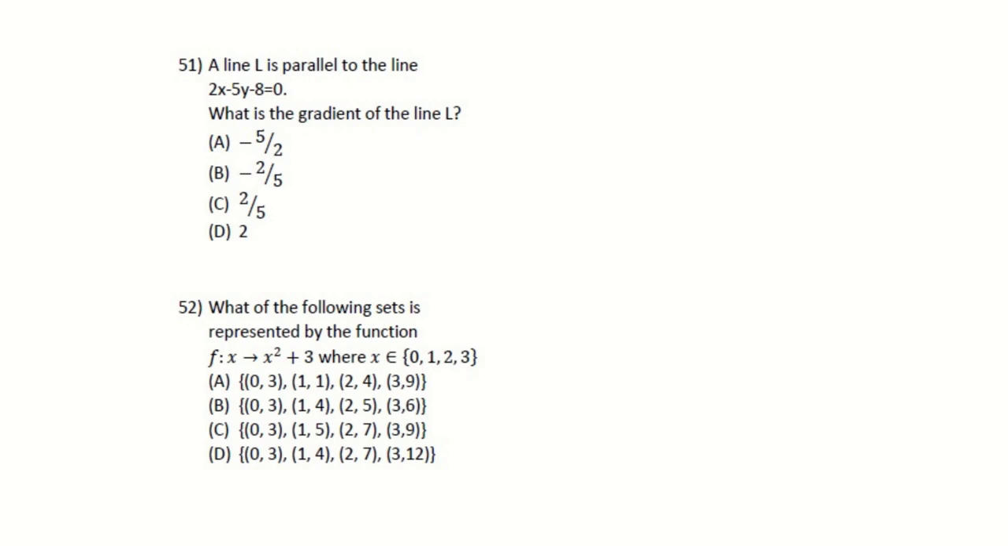Right, 51. Parallel, we know that they have the same gradient, so that is 5y is equal to 2x minus 8. So y would be 2 over 5, which is C.